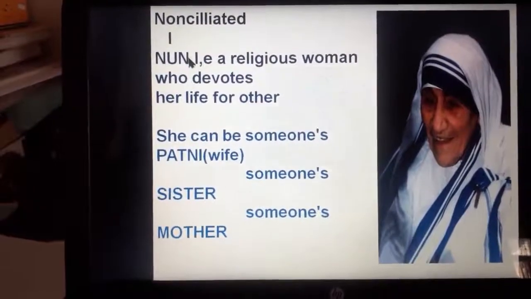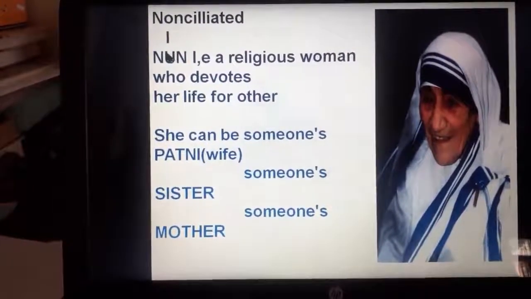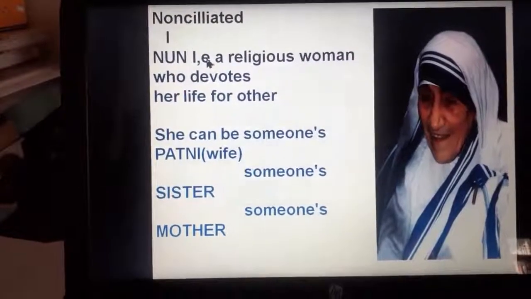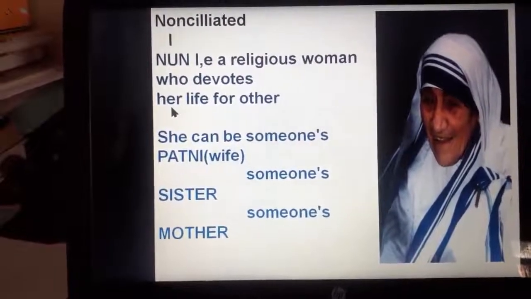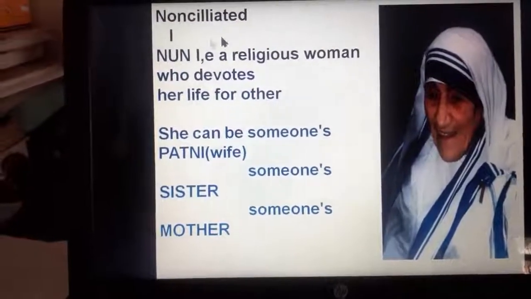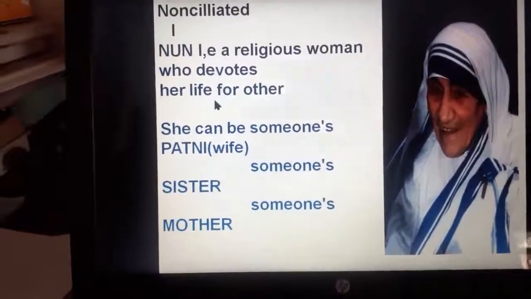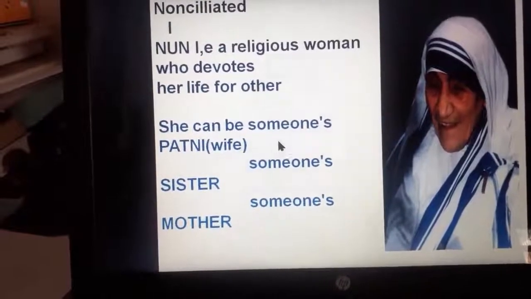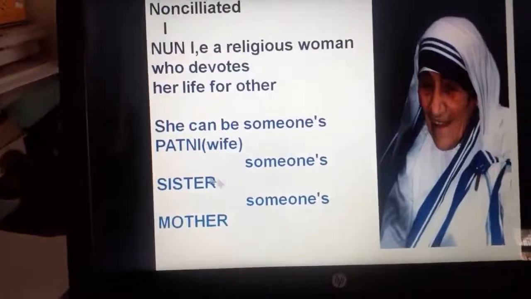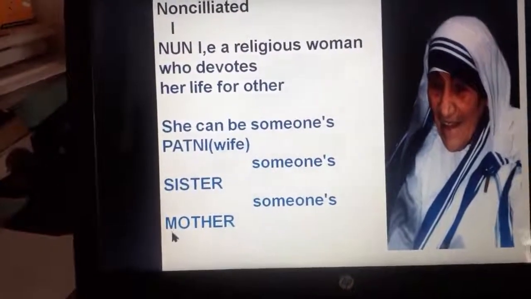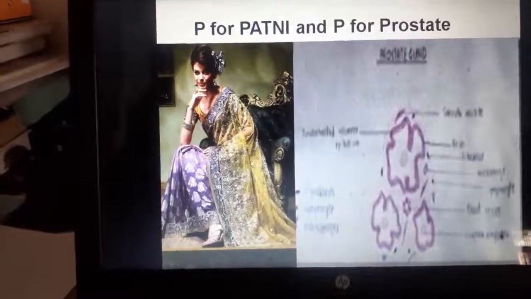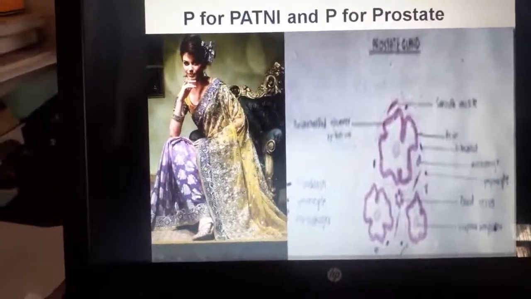Here the "none" has the same phonics as "nun", N-U-N, a religious woman who devotes her life for others. And this nun, non-ciliated, can be someone's patni, that means wife, someone's sister, someone's mother. So the hint will be PSM. Okay. And non-ciliated examples will be P for patni and P for prostate.